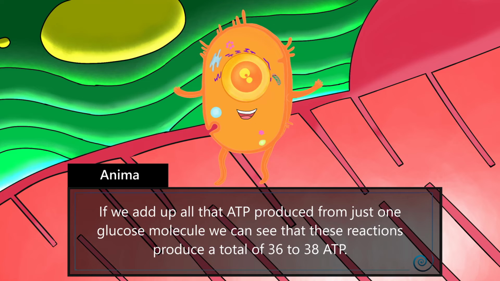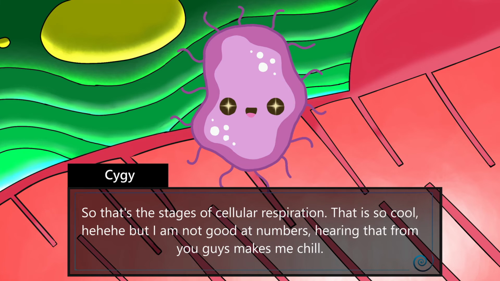If we add up all the ATP produced from just one glucose molecule, we can see that these reactions produce a total of 36 to 38 ATP. So that's the stages of cellular respiration.